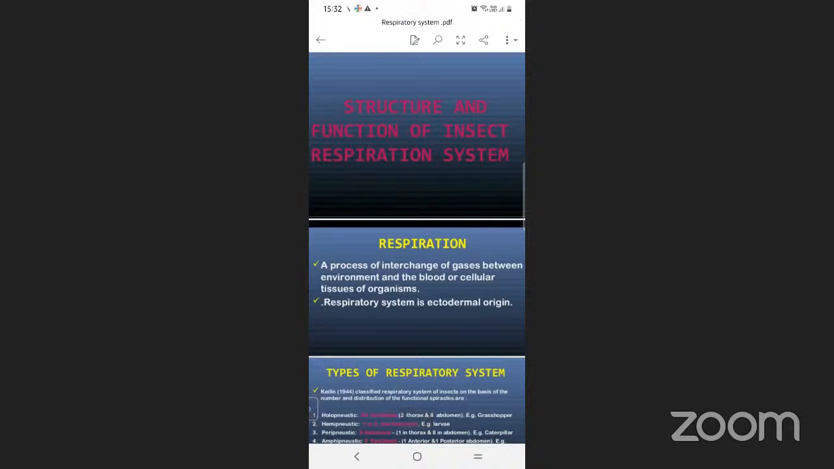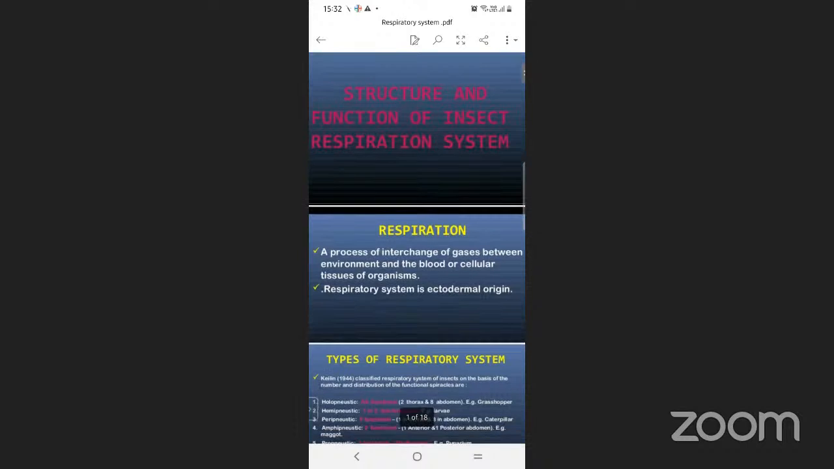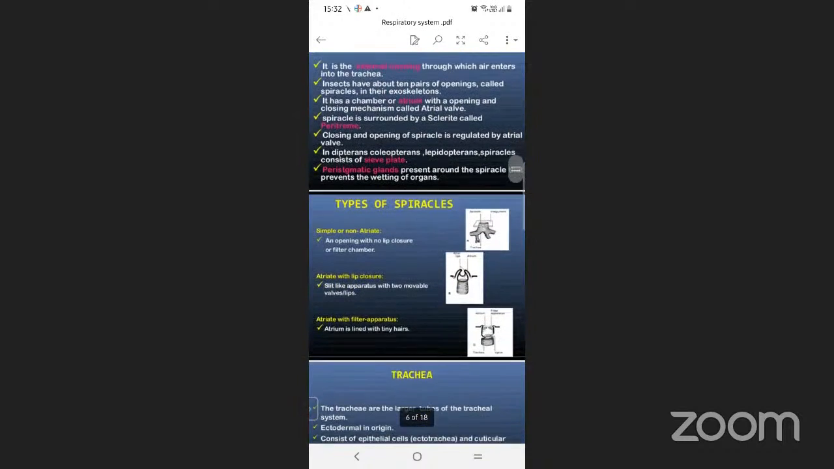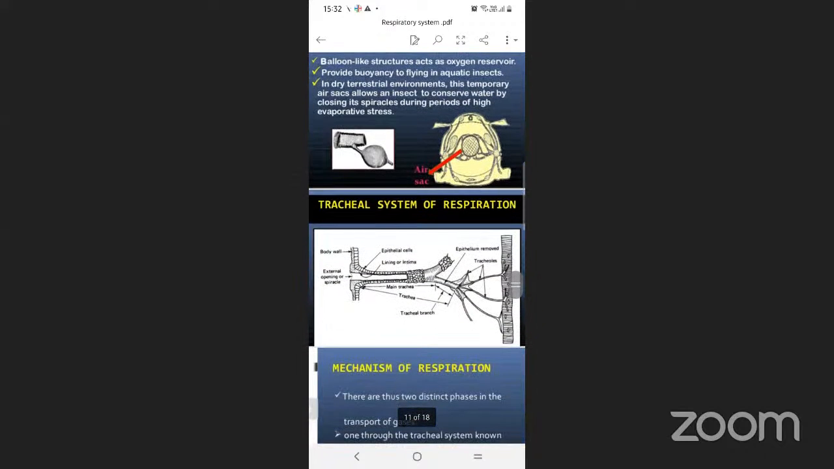So the next system is the respiratory system, page number 92 in your book. Usually we come across the tracheal system when we discuss insects. This tracheal system has openings called spiracles. They have spherical openings on the abdomen region and the thoracic region.